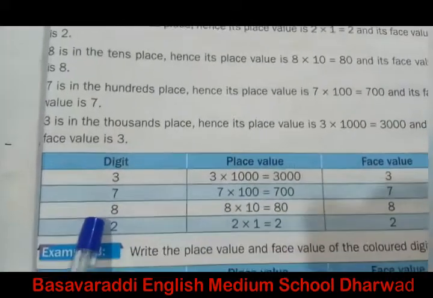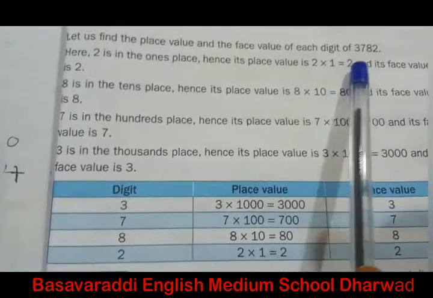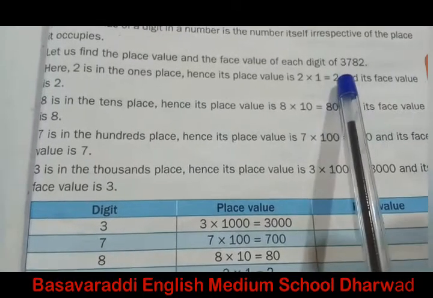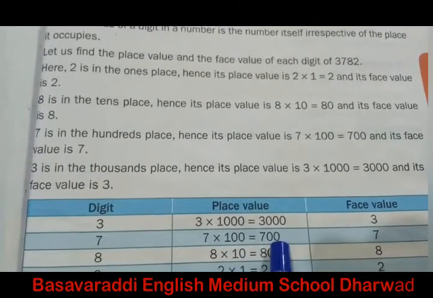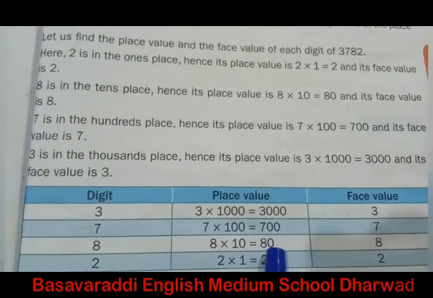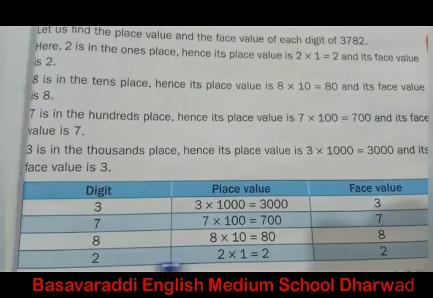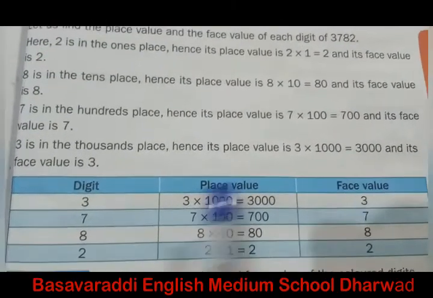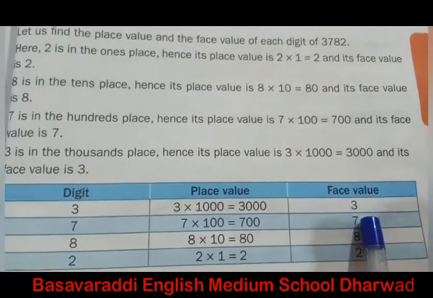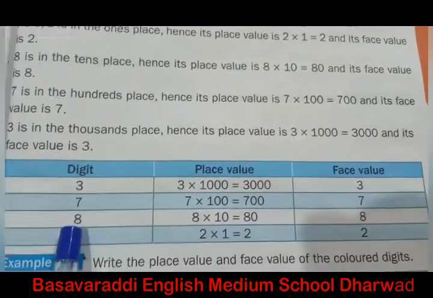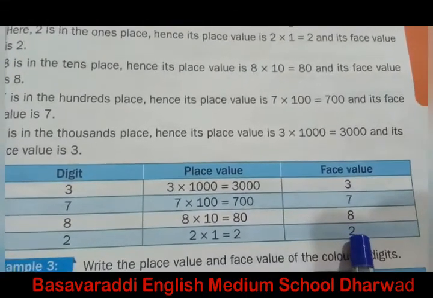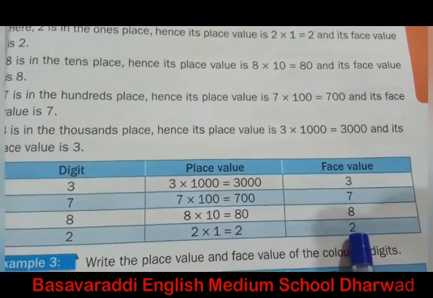Let us see here. 3 is in the thousands place, so 3 into 1000 is 3000. 7 in the hundreds place is 7 into 100, 700. 8 is in the tens place, 8 into 10 is 80, and 2 is in the ones place, 2 into 1 is 2. Face values: 3 is the face value 3, 7 is 7 only, 8 is 8 only, and 2 is 2.